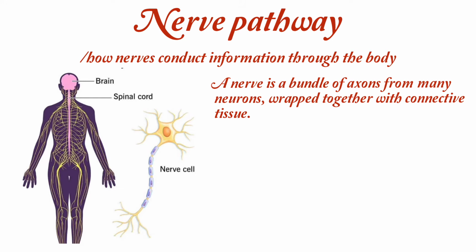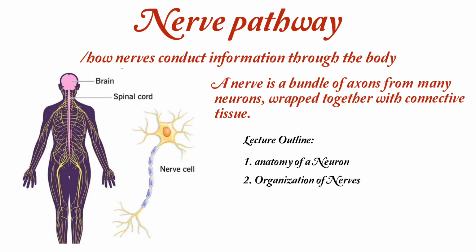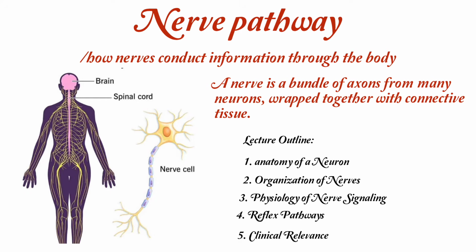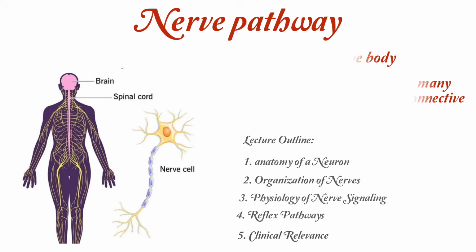To understand the nerve pathway, we'll need to break it down into 1. The anatomy of a neuron, which is the building block of nerves. 2. The organization of nerves. 3. The physiology of nerve signaling, which is how impulses travel. 4. Reflex pathway as an example of how signals flow. And 5. Clinical relevance. So let's start with the anatomy of a neuron.